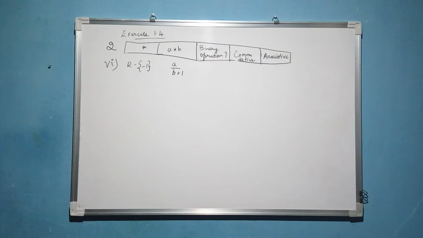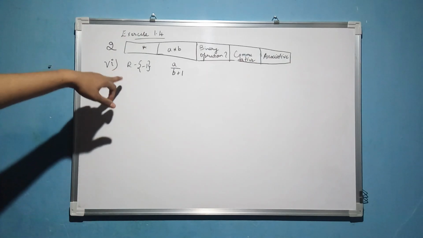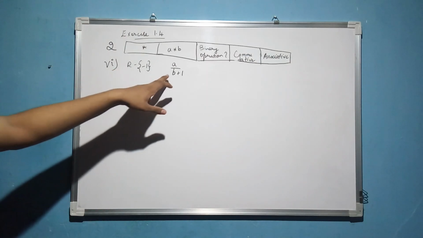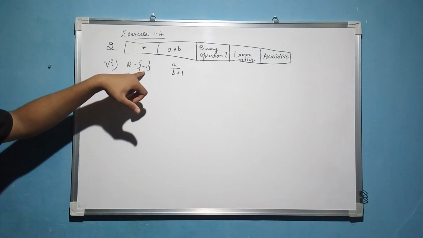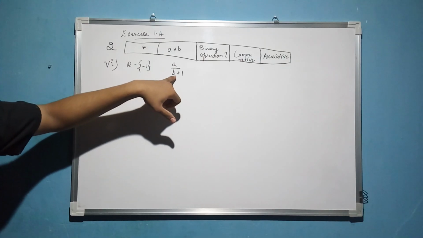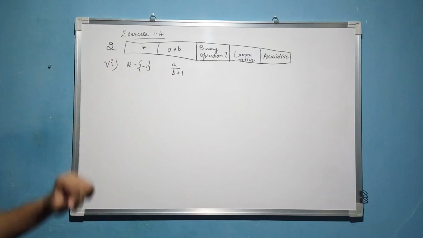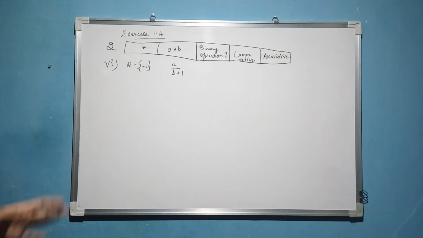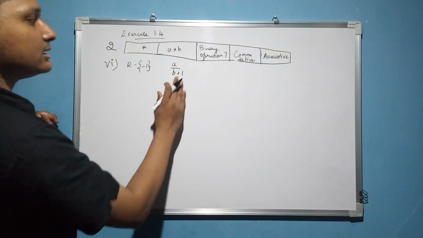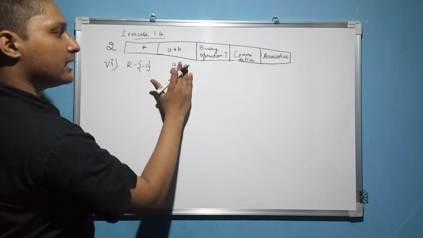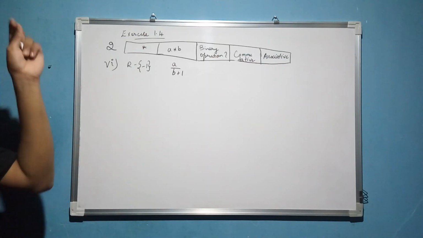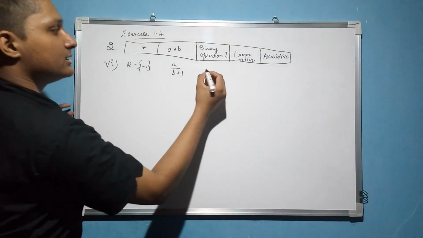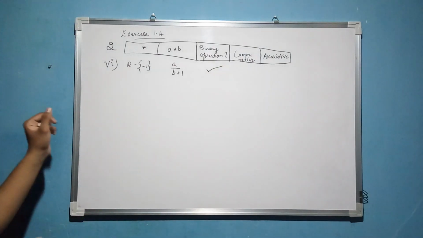The sixth question is from the set R minus 1, a by b plus 1. Just seeing this minus 1, you can tell that the denominator cannot be 0, right? So this is similar to leaving this plus 1. A by b is similar to division. Division is an operation, right? So this is also a binary operation.